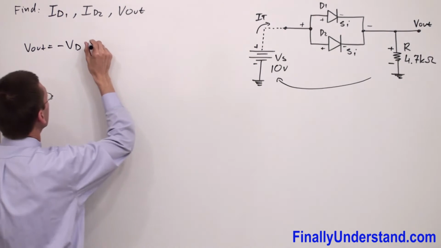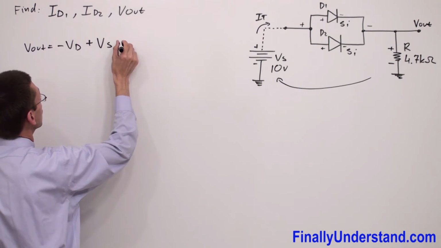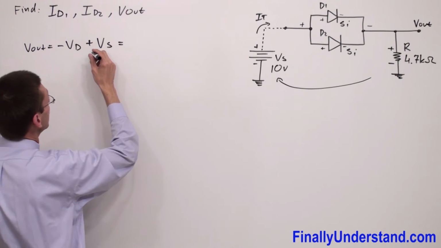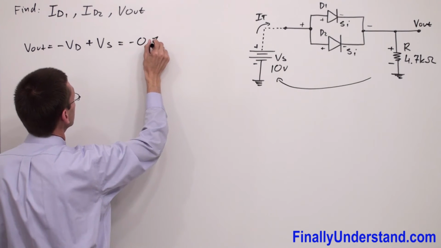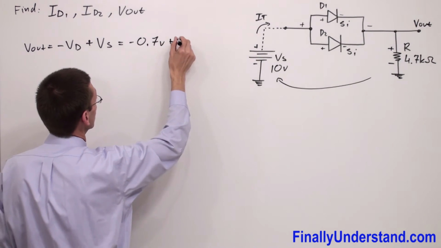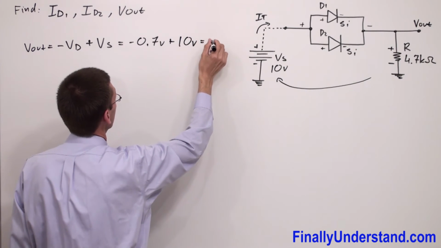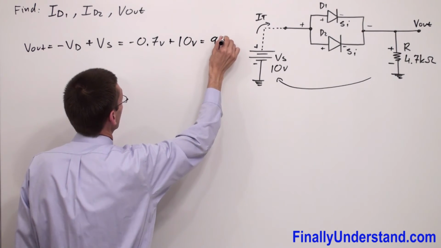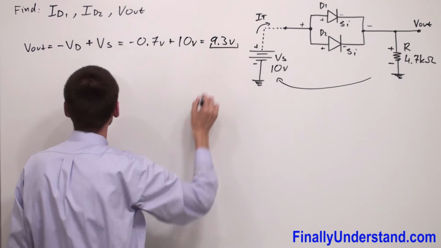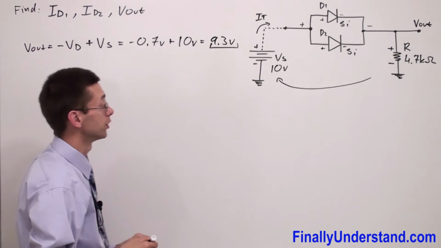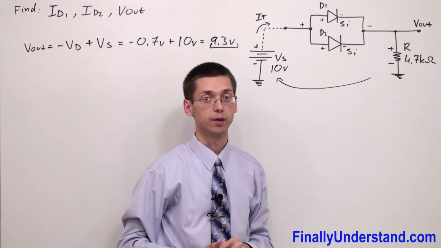So I have what? Plus the voltage source. So I have negative VD, so I have negative 0.7 volts plus the voltage source 10 volts. This is equal to 9.3 volts. So my voltage at the output is equal to 9.3 volts.